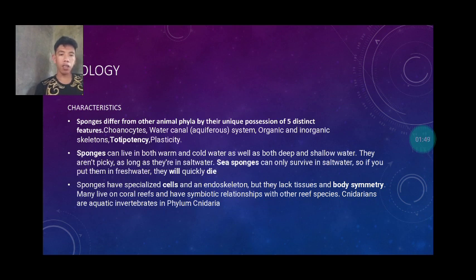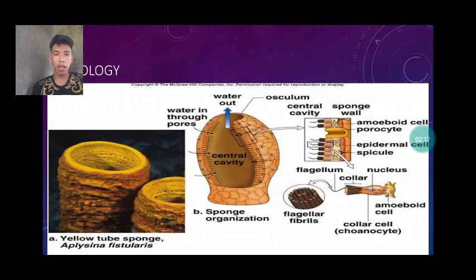Sea sponges can only survive in salt water, so if you put them in fresh water, they will actually quickly die. Sponges have specialized cells and a skeleton, but they lack tissues and body symmetry. Many live on coral reefs and have symbiotic relationships with other reef species. Cnidarians are aquatic invertebrates in phylum Cnidaria. So these are parts of a sea sponge.